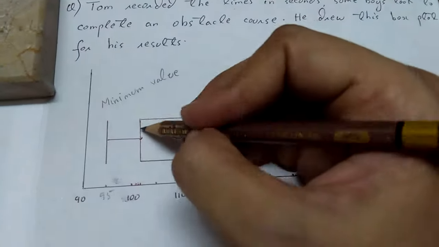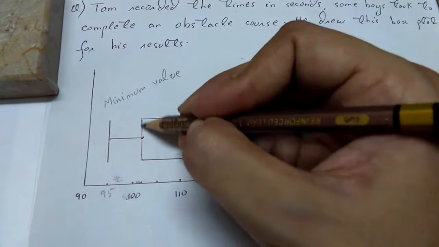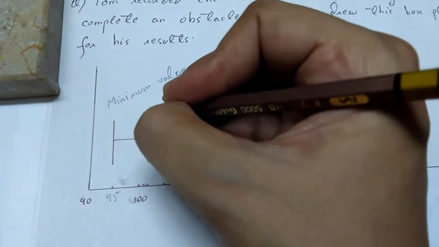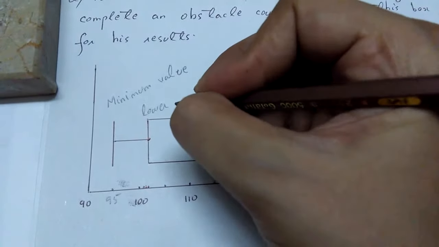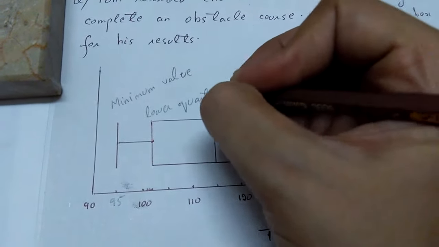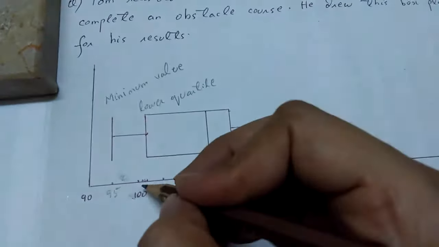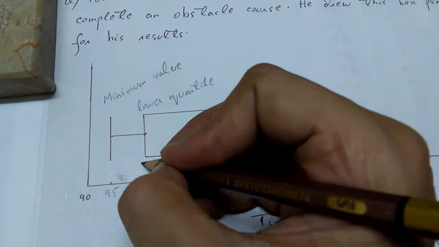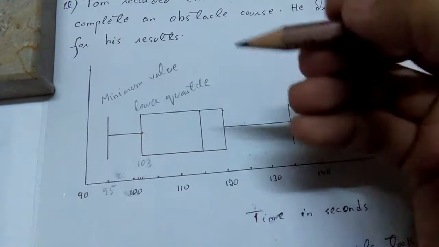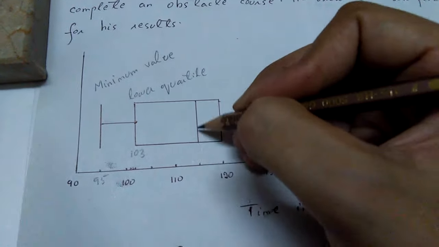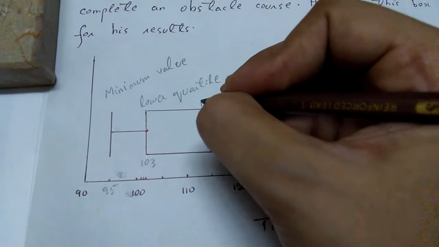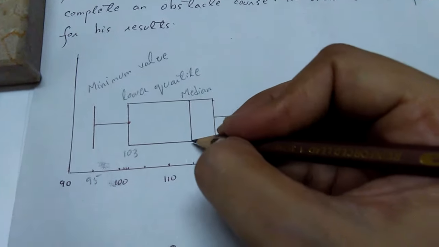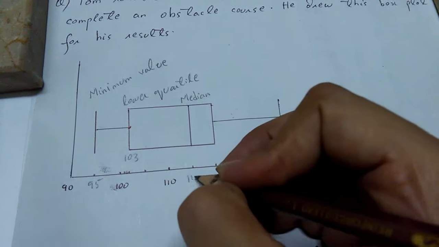obstacle course. And over here, this line is representing the lower quartile value. You can see it is 101, 102, this is your 103, the lower quartile. This line is representing the median, or the average value. So this is representing the median, and it is exactly 115.